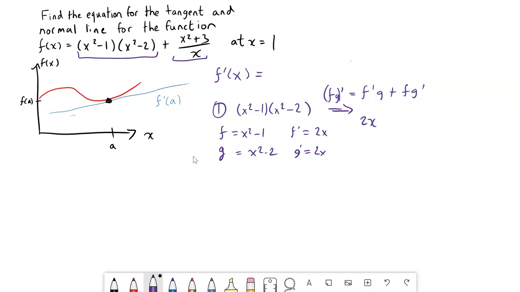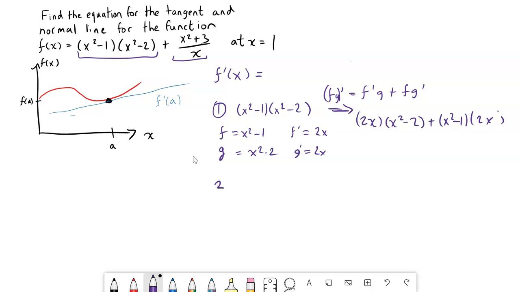So 2x is f prime. g, we have to keep the same, x squared minus 2, plus, we want to keep f the same now, x squared minus 1, and then g prime is also 2x. So we can simplify this further if you want. We don't really need to. We're fine at the moment.